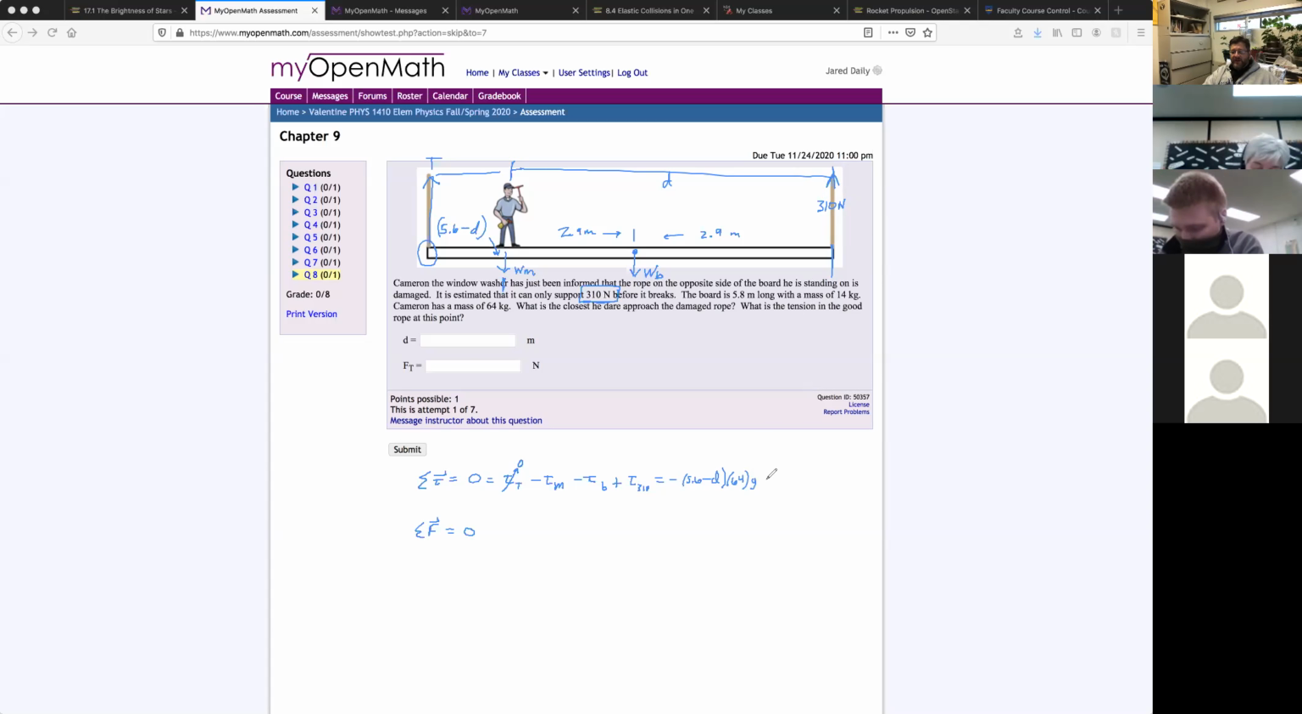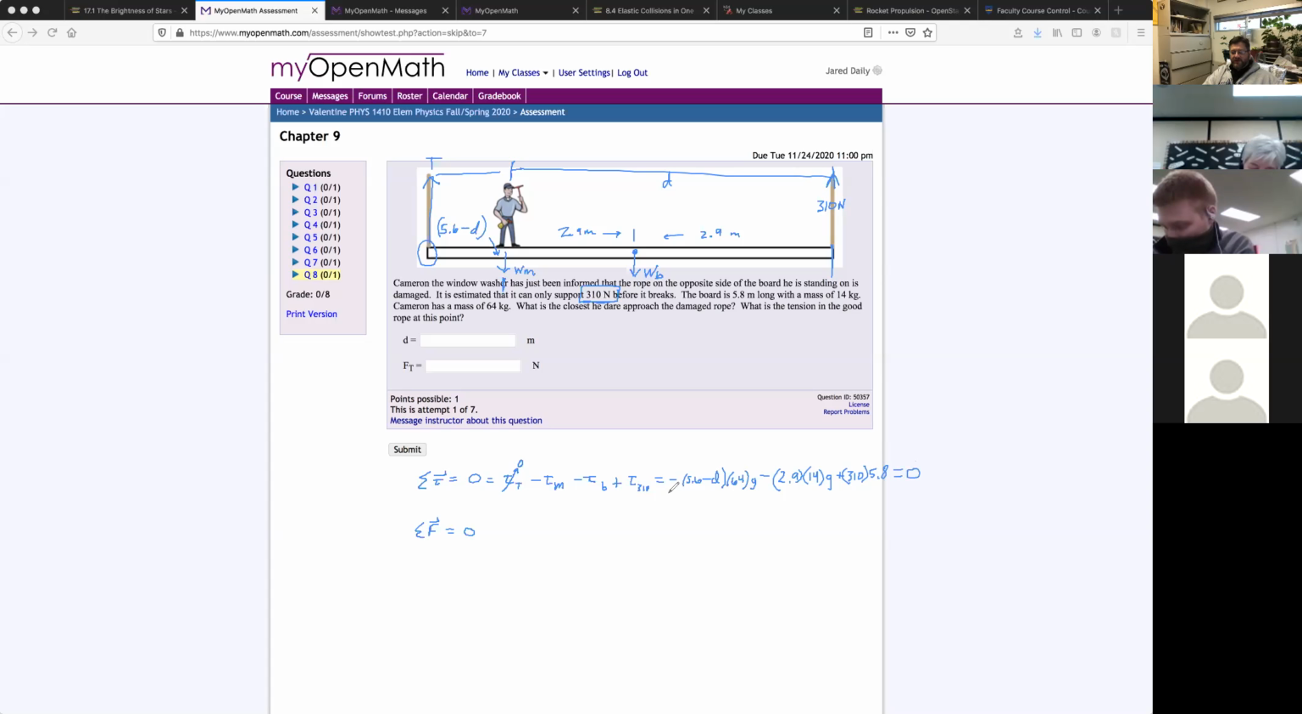9.8. And then we have to put in minus torque from the board, which is the weight of the board, so that's 2.9 meters, times the weight of the board, which is 14 kilograms, times G. So there's those two torques there, and then the final torque is from this rope pulling up on it, and that's a positive torque. And that's 310 newtons is the force, and the distance is 5.8 meters. And of course, that has to equal 0.